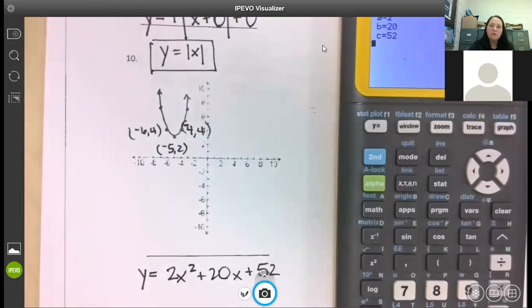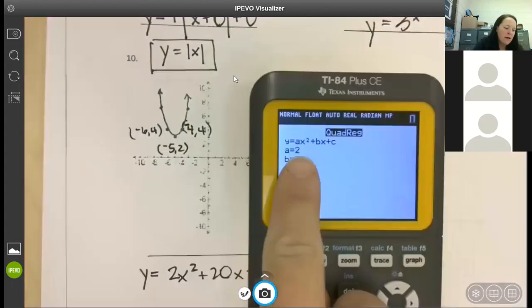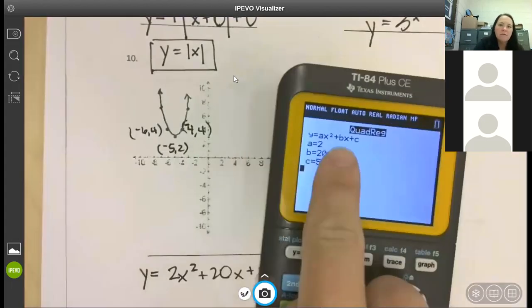Any questions right now? All right, so here's what I'm gonna do. What is the formula for that? It's on your calculator, you see it? Ax squared plus bx plus c.